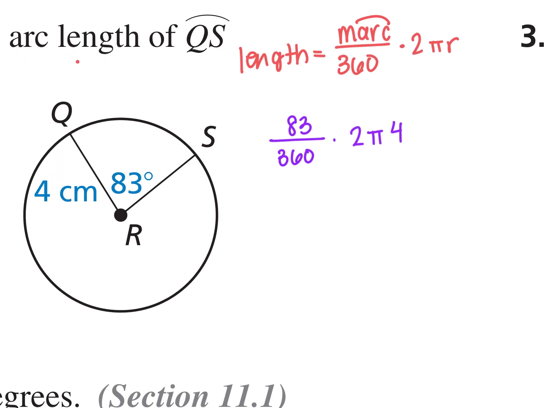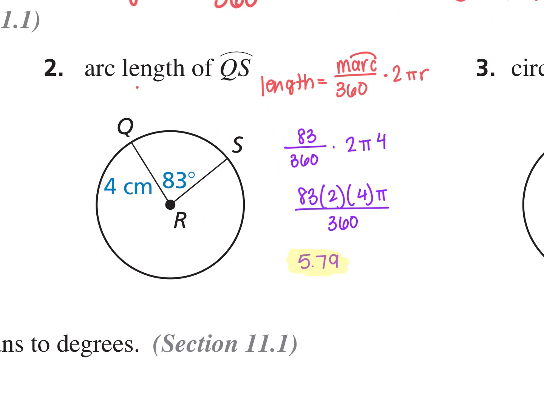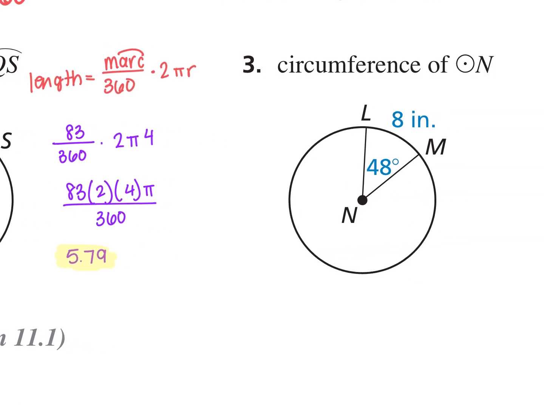Okay, same thing. How I want to solve it, I'm going to have 83 times 2 times 4 times pi over 360. This one's pretty easy. You could just plug it into the calculator, multiply everything, divide by 360, and my answer is going to be 5.79 for my arc length. Any questions on 2? All right, let's go ahead and go to 3.